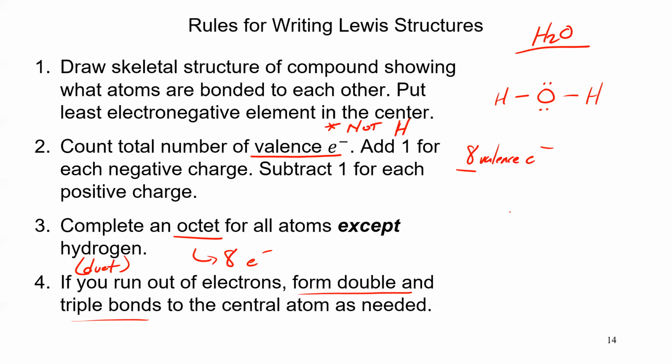Okay. One more quick example. If we do ozone, ozone is the molecule O3. Since all those atoms are the same, it doesn't really matter what order we put them in, right? There's no least electronegative if they're all the same. How many valence electrons do we have in O3?